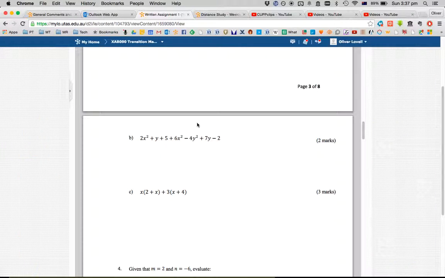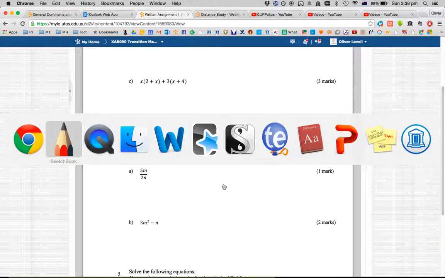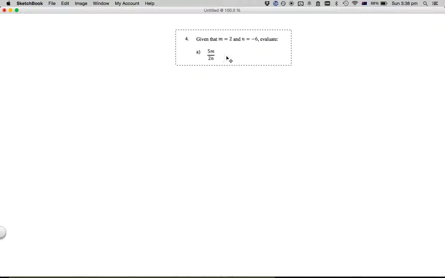Next thing, question 4, part A. This one. Okay, for this one, most people did the first part correct, which was just to say, well, it's the same as saying 5 and m is 2 and n is negative 6, so that's 5 times 2 is 10 over negative 12, and then we can divide both top and bottom by 2, and we've got 5 over negative 6.